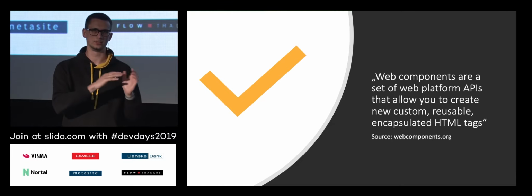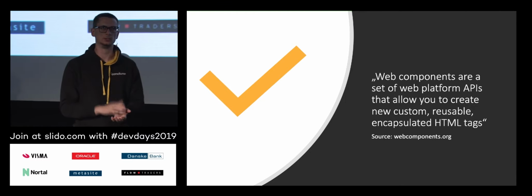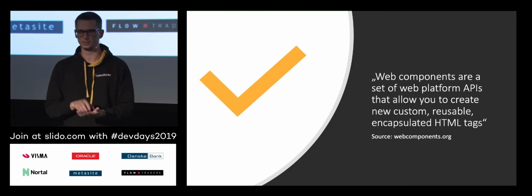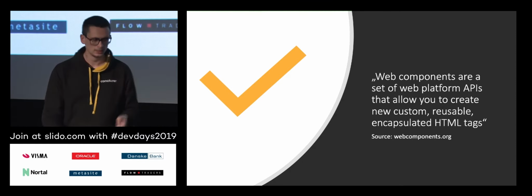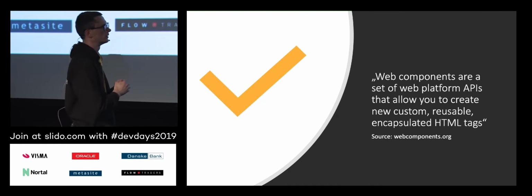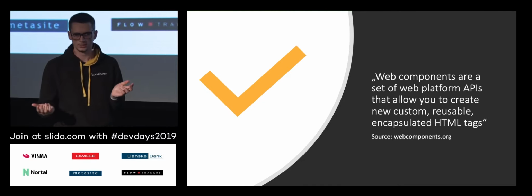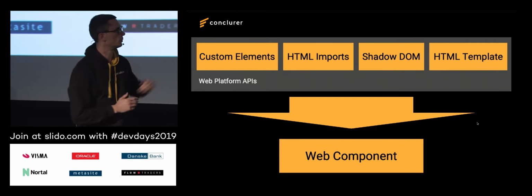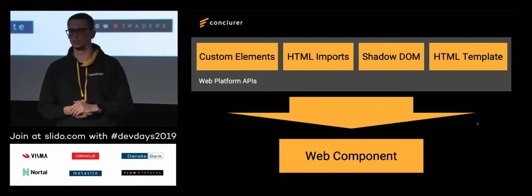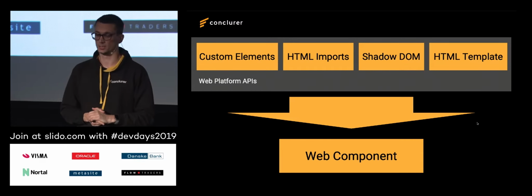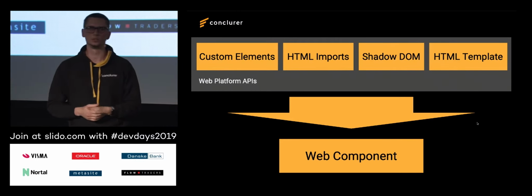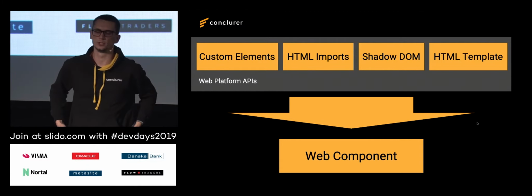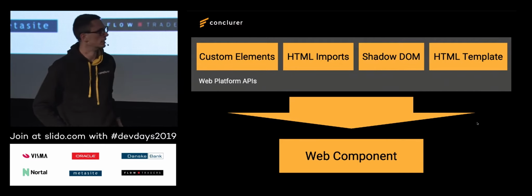For example, we have a login form. All the logic and all the handling belongs to this component and will be handled inside the component. So web components are not a specification itself. It's more a set of specifications. For example, we have the custom elements, the HTML imports, shadow DOM, and HTML template. And all these together are called the web platform APIs. And with these four, I can build a web component.